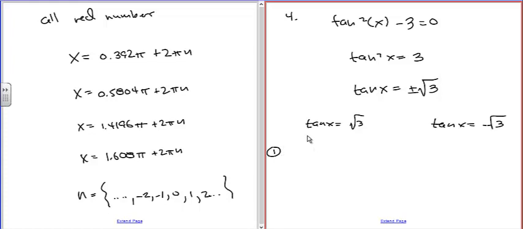Step number 1, quadrant. All students take calculus. Tangent is positive in the first quadrant, positive in the third quadrant, negative in the second and fourth quadrant. So for this one, it's going to be quadrant 1 and quadrant 3. And this one is going to be quadrant 2 and quadrant 4. Okay.